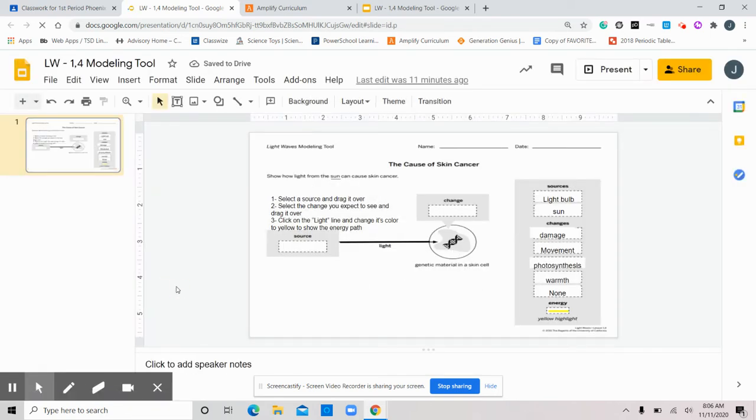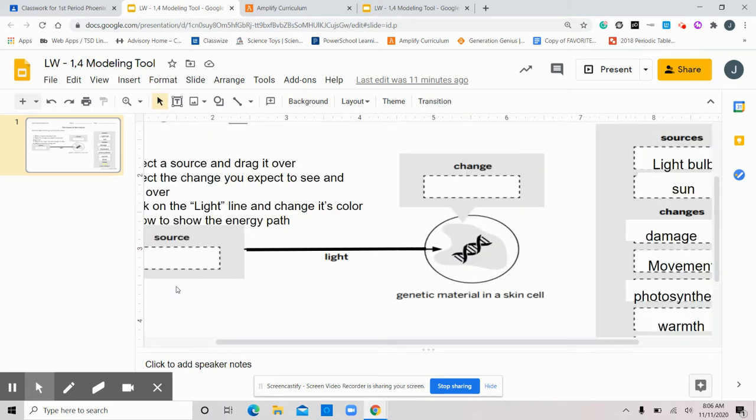Let's see if I can get this. Control Alt bigger. There we go. Ooh, too big, Roberts.